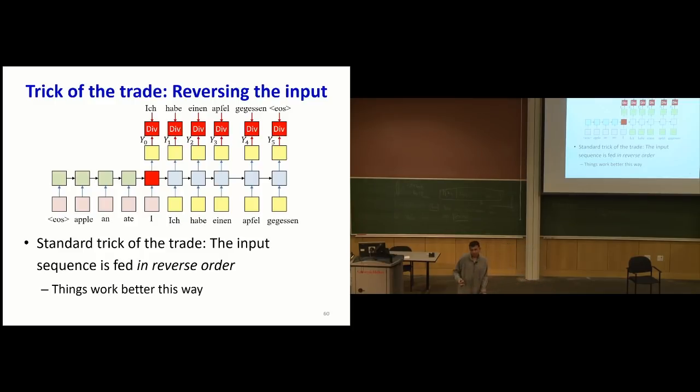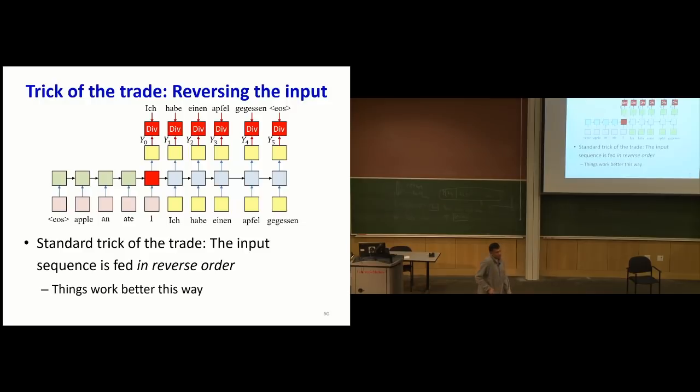There are some standard tricks that people have used. Now, the concept is very nice and clean, but there's the concept, and then there are the tricks of the trade. So various tricks have been proposed in the literature. One common trick that was proposed early was to feed the input in reverse order. So you start with the end of sentence symbol and go backwards to the first word.